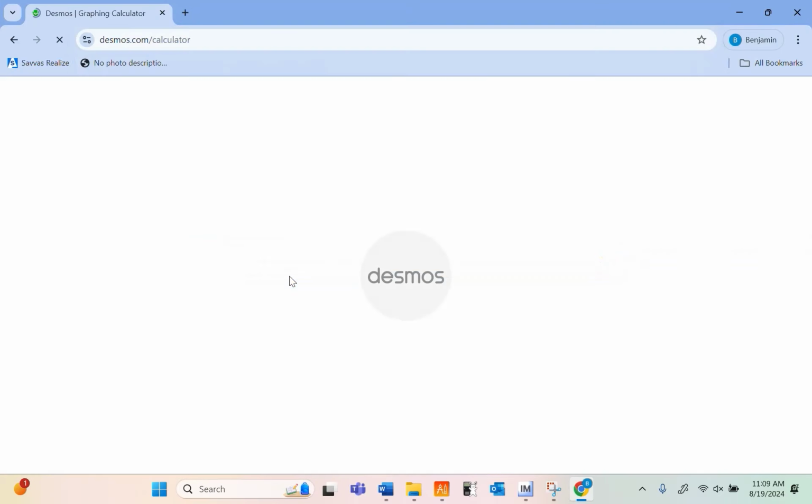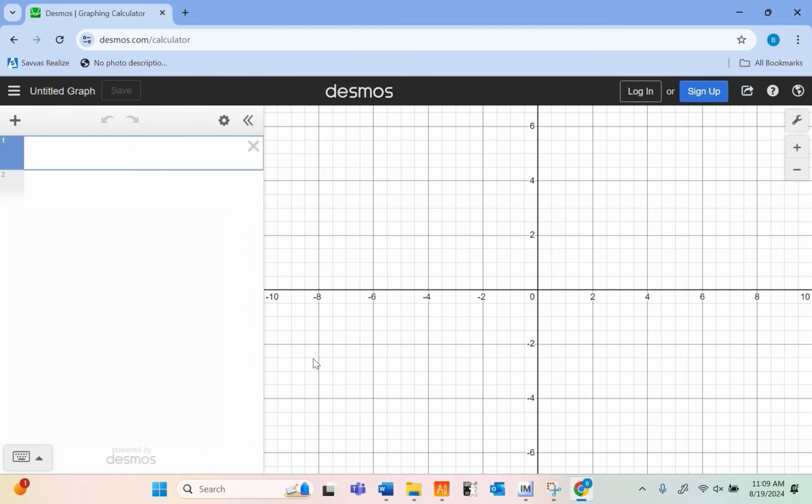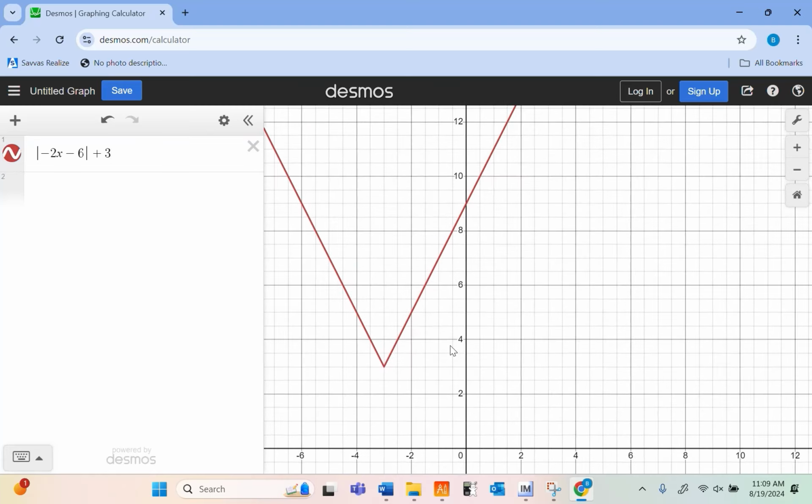Let's see what Desmos says. Does Milbrath agree with Desmos? That was absolute value, negative 2x minus 6, and then plus 3. Well, that ought to shut you up right there, right? Turns out I do know what I'm doing. Looks exactly the same. 3, 3, rise 2, run 1. Let's just go ahead and use Desmos real quick to check myself. I should be getting a y-intercept of 9 over here, okay? That'll come into play later.